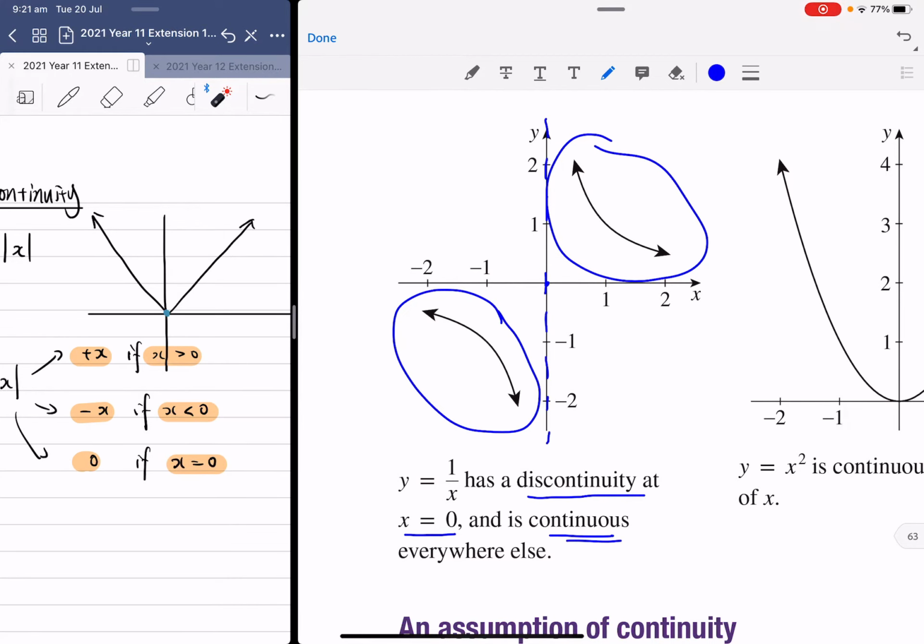So it's not really a continuous curve here. Which means when you differentiate it, you're not going to be able to differentiate when x is equal to 0. So if you try to differentiate y equals 1 over x, think about this method here. The derivative is minus x to the power of minus 2.